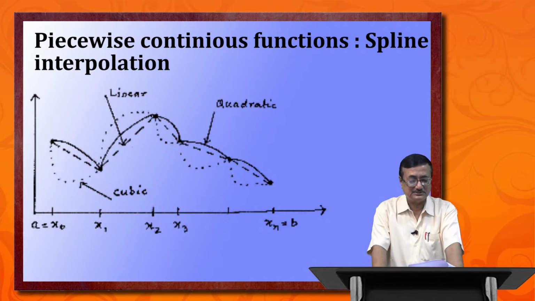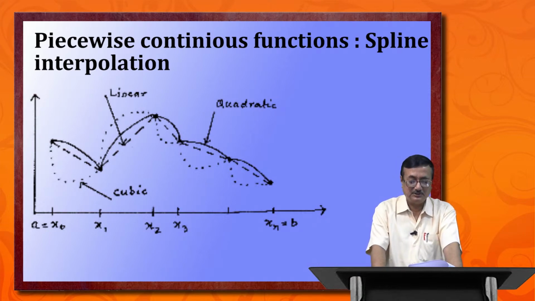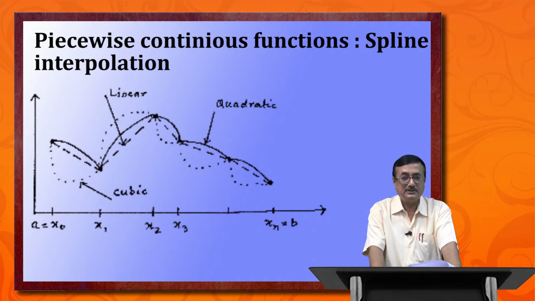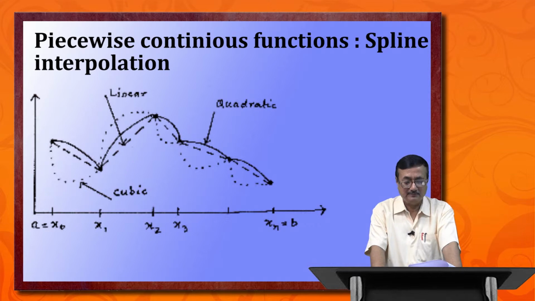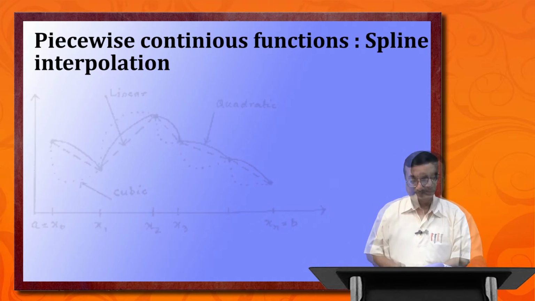The points x0, x1 up to xn are called the nodal points, nodes, grid points or break points. The function consisting of polynomial pieces on the subintervals joined together at the nodes is called a spline function. For linear pieces, it is a linear spline function, that is of order 1. For quadratic pieces, the spline function is a quadratic spline of order 2. Similarly, for cubic pieces, we have cubic spline.